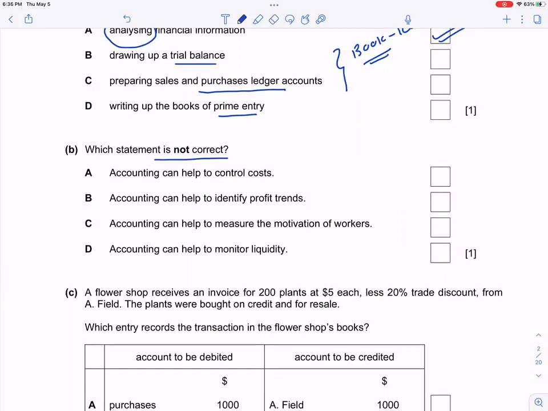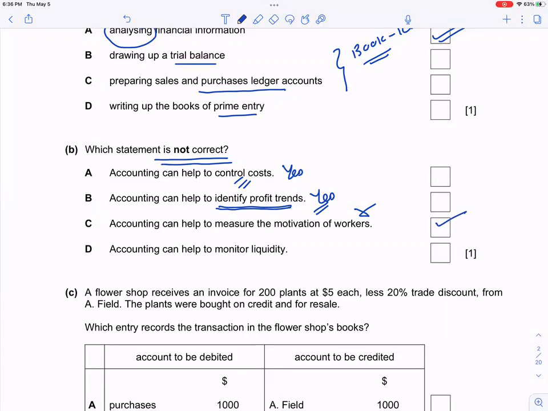Which statement is not correct? Will an accountant help to control cost? Yes, an accountant can help to control the cost. Can an accountant help to identify the profit trends? Yes, because he's analyzing the information, he can help to identify profit trends. Can an accountant motivate workers? No. So this statement is not correct.